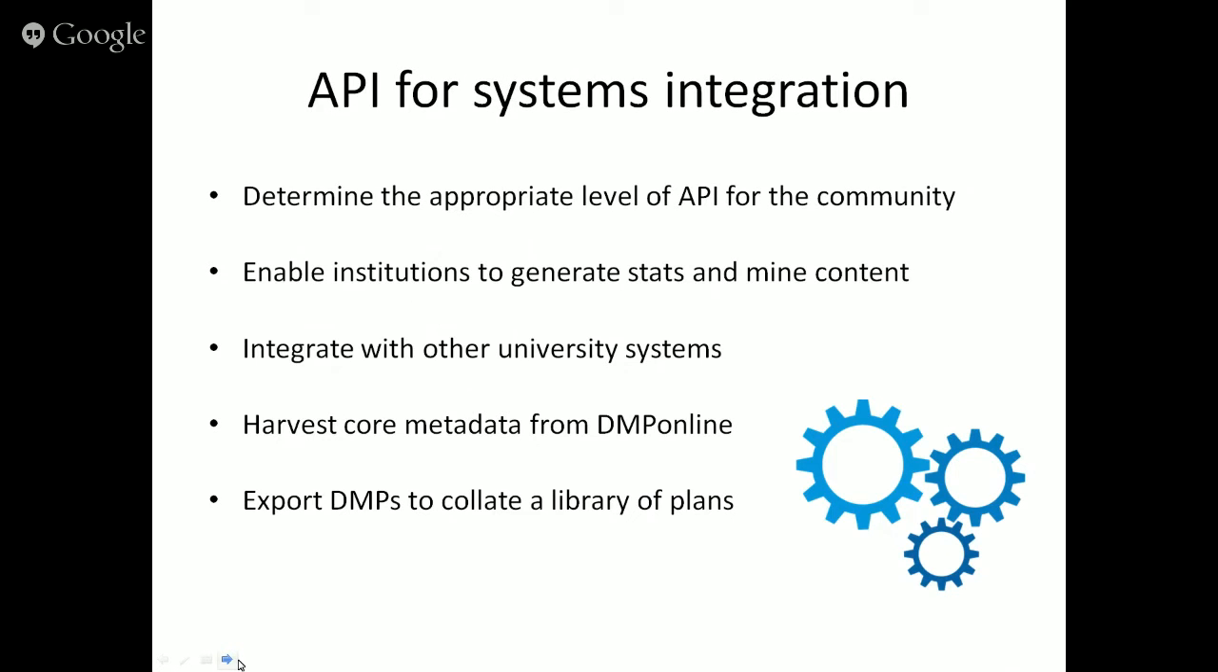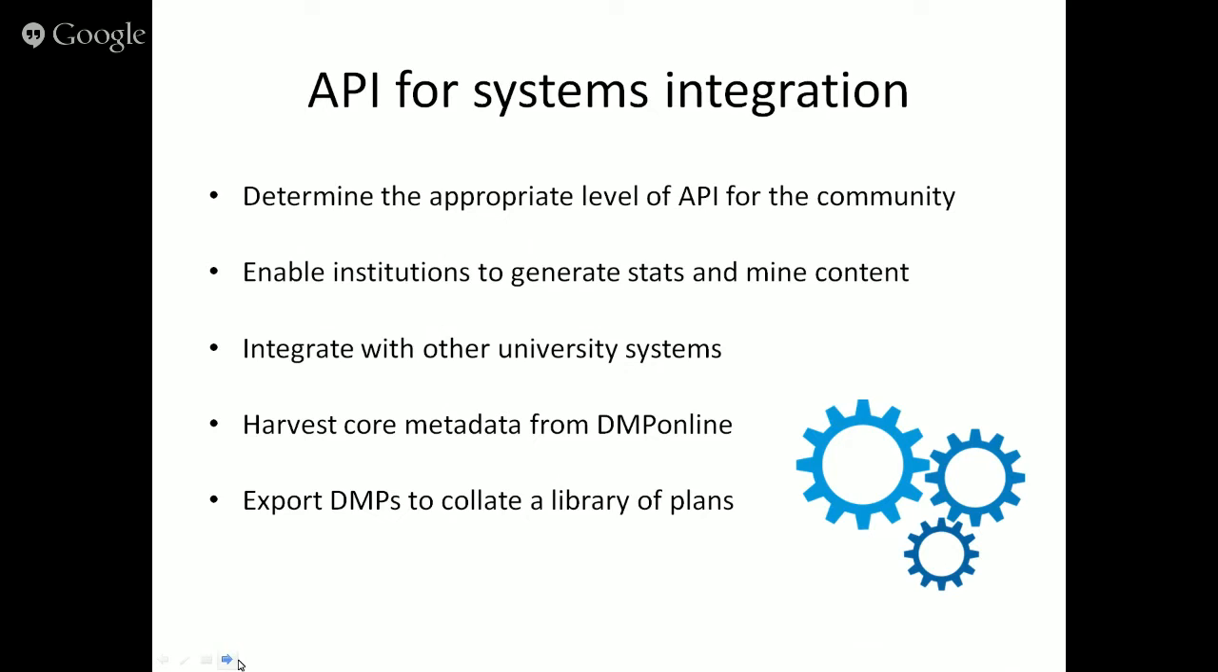We're just starting on some work on an API for systems integration. We've been given a bit of additional funding from JISC for this, which is great because it means we're able to deliver a bit more work in a shorter time frame. The first thing we'll be doing around this is determining what level of API is appropriate for the community. So we're planning to set up a user group meeting in June for that. So if you're interested in API work, by all means, do let us know.